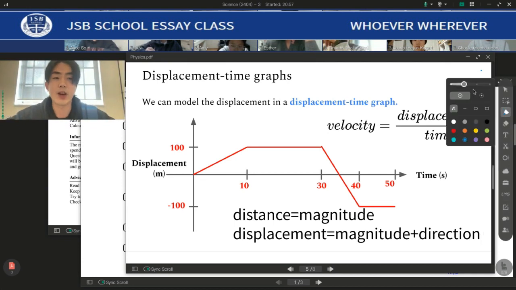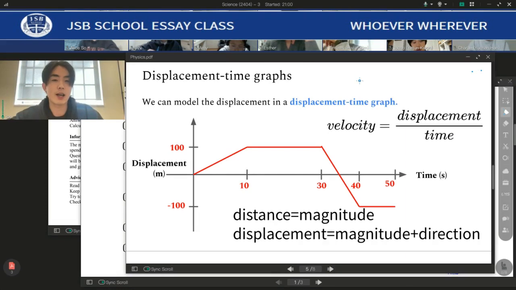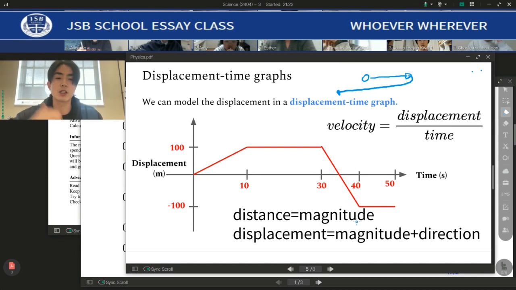Negative just means the direction. For example, let's say I start here, at O. If I follow this graph, the car is moving in this direction. From 10 to 30 it's stopped, but from 30 it's going downwards. This just means the car is now going backwards from the original position. That's what this negative sign means. The direction is going opposite. Going to the right is positive, going to the left is negative. So this is what a displacement time graph is.